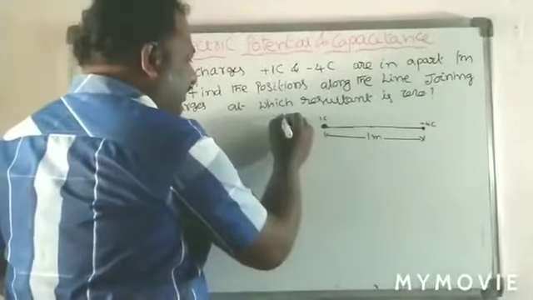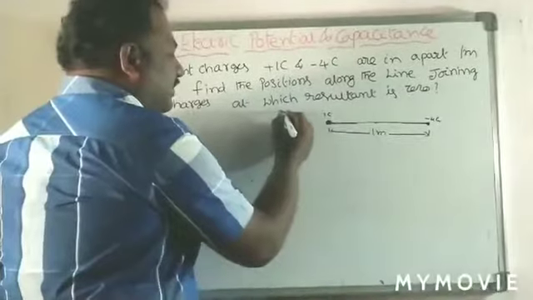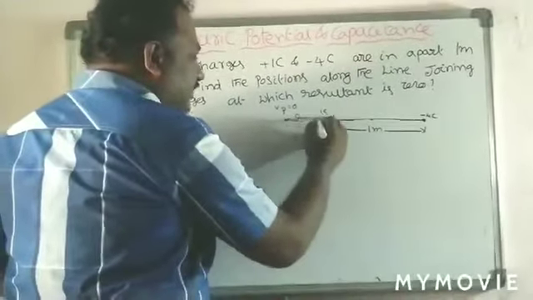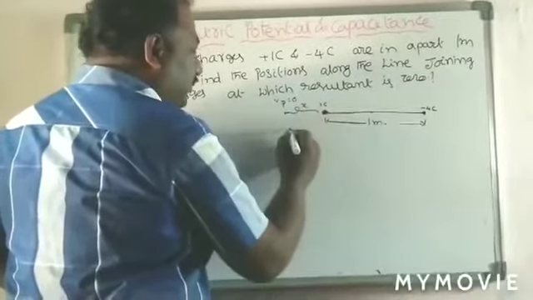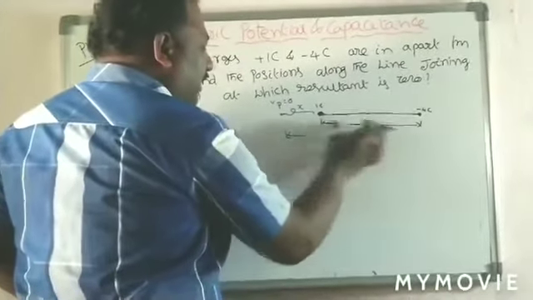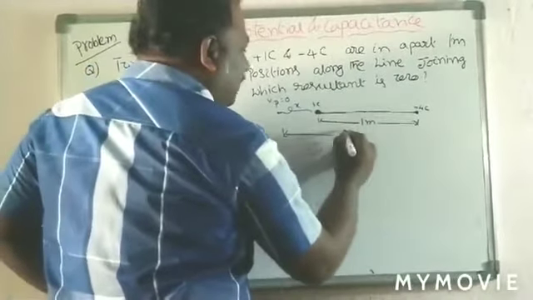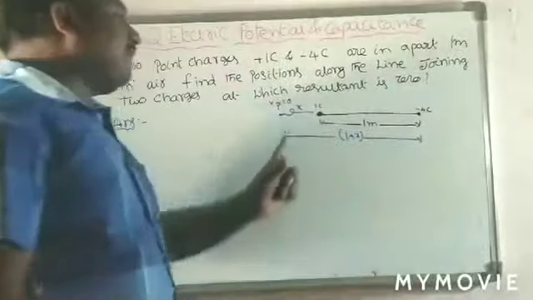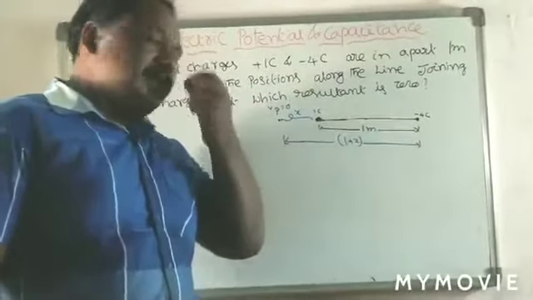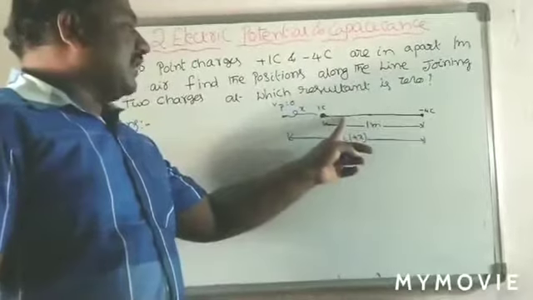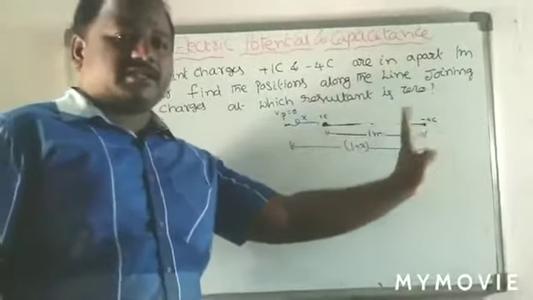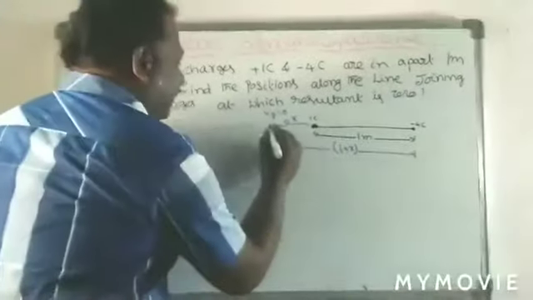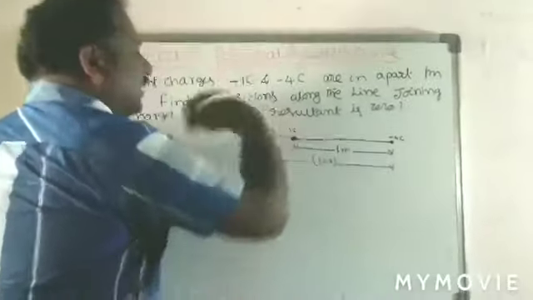Here I consider this point P where the potential is equal to 0, and this point is at a distance of x from the 1 coulomb, then up to here 1, here it is x. From minus 4 coulomb it is 1 plus x meters. Remember, if the null point is considered in between these two, then the distance is x from 1 coulomb, 1 minus x from minus 4 coulomb. But now I consider the null point is outside.